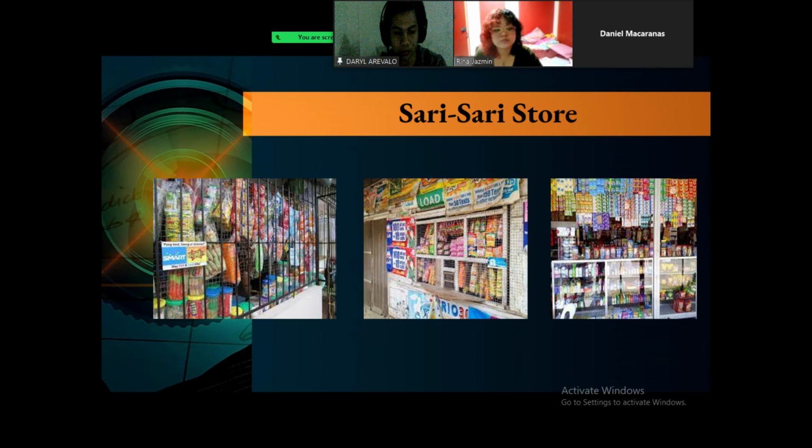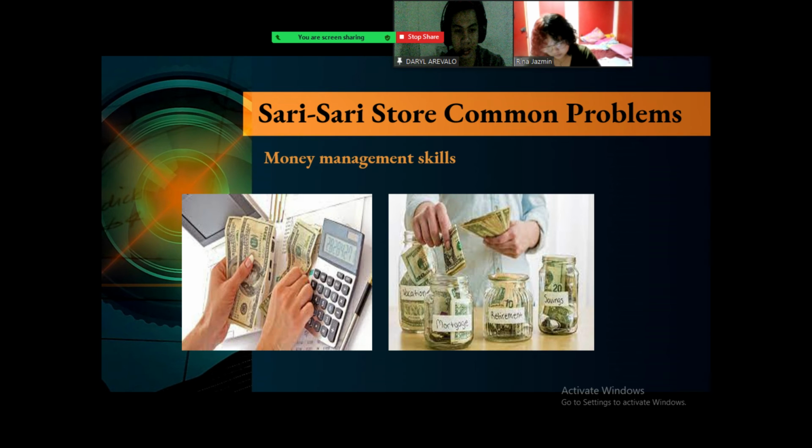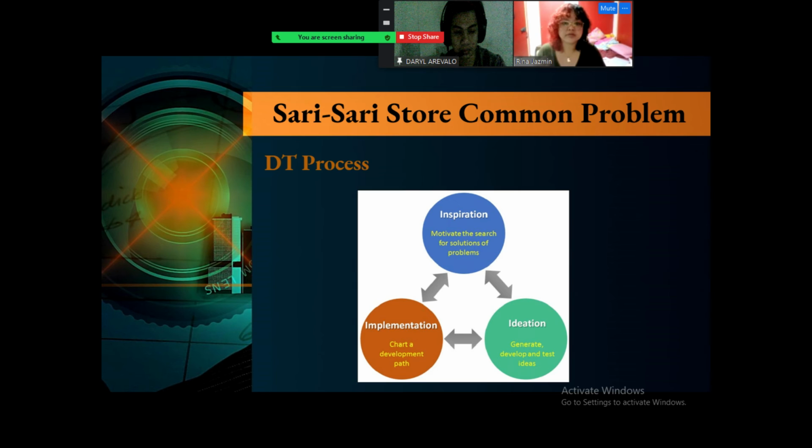Our next participant owned a sari-sari store. Sari-sari stores are privately owned shops and mostly are operated inside the store owner's house. One of the challenges why sari-sari stores fail is because of a lack of money management skills. It is essential to be aware of daily cash flow, especially in a business with little profit margins. Without such vision from the store manager, earnings become, as we say, naglalaho na parang bula, going nowhere. To solve the challenges we are facing, we can apply design thinking.